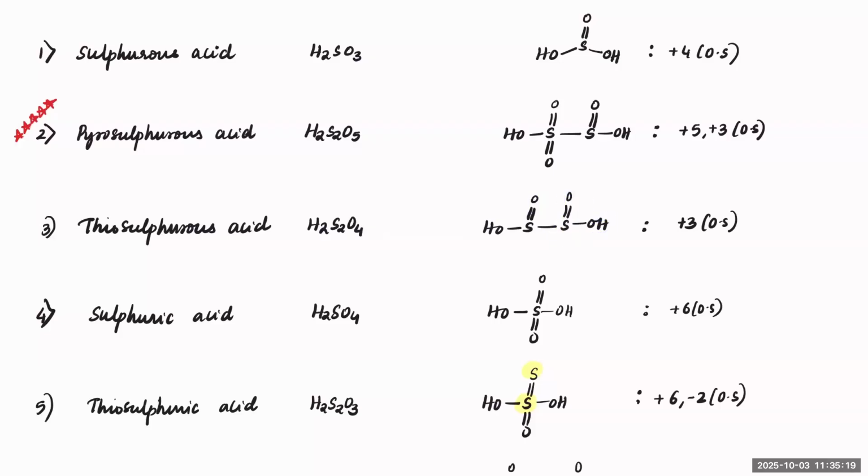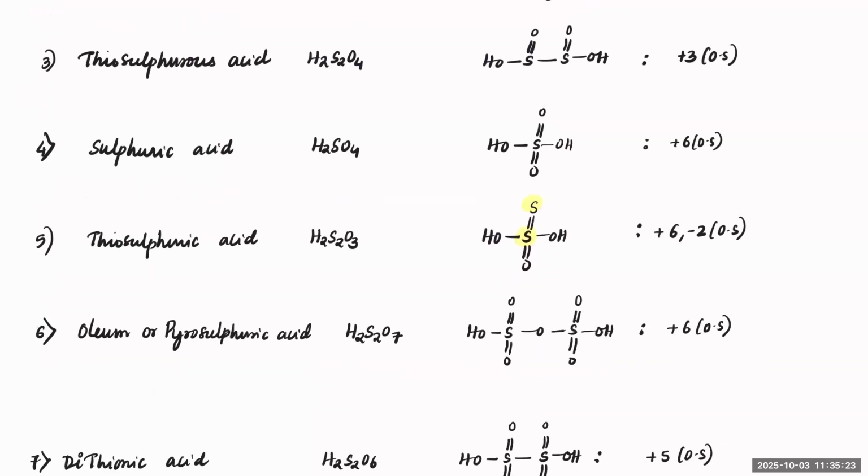Next is sulfuric acid. Sulfuric acid is H2SO4. Got it? And after that, it is thiosulfuric acid. I told you this before: just replace this oxygen with sulfur, and the properties remain the same. That means this oxygen has -2 oxidation state, and the replaced sulfur will also have -2 oxidation state.